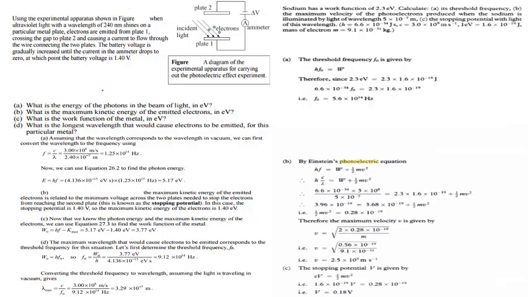So you have an experimental apparatus shown in this figure. Okay, so you have ultraviolet light with wavelength ya 240 nanometer which shines on a metal plate, electrons emitted from plate 1 hapa, crossing the gap na kwenda kwenye plate 2, causing current to flow through the wire, kwa sababu hizo electrons zinakuwa kama connector hapa. So incident light ina fall hapo, inafanya photoelectric emission, inasababisha current na flow. So the battery voltage is gradually increased until current in the ammeter drops to 0. So at which point the battery voltage is 1.4 volts.